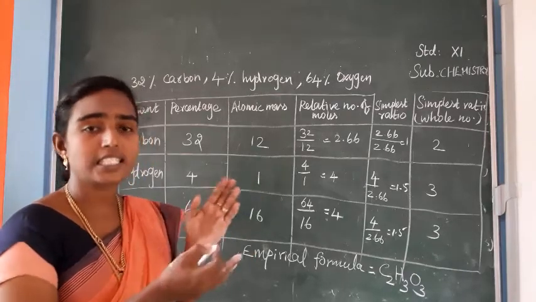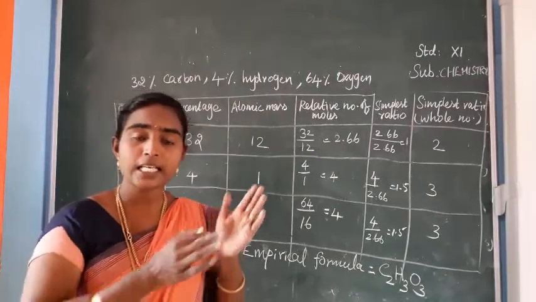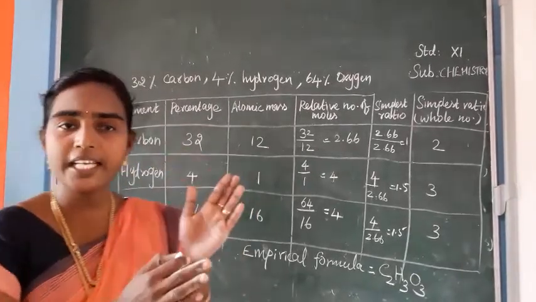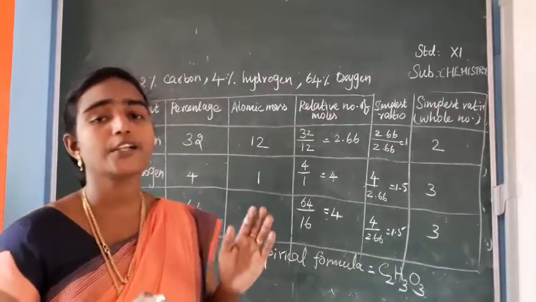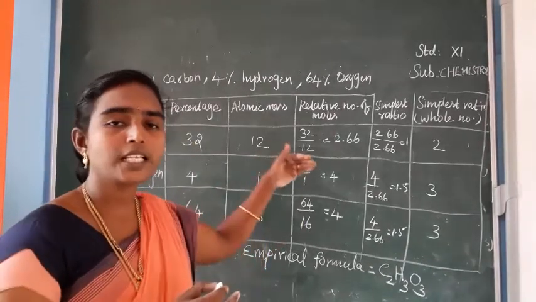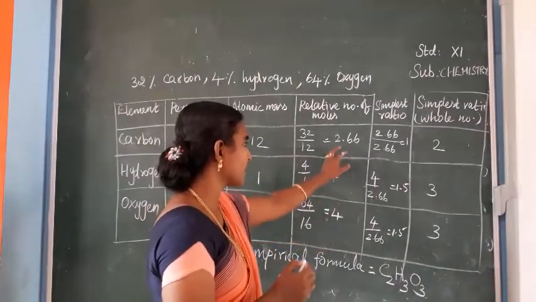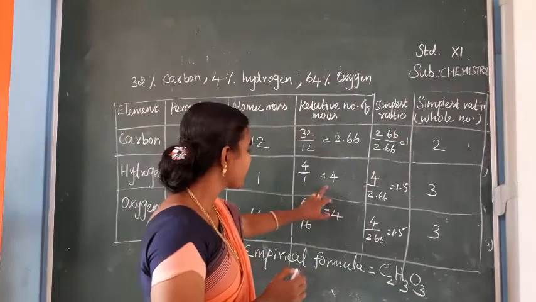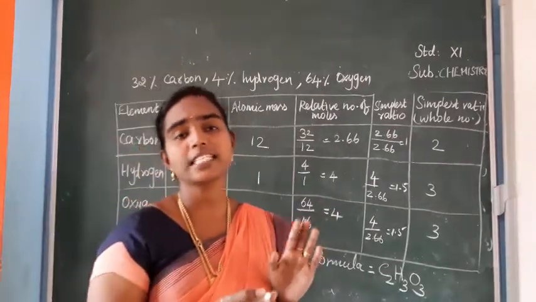So the next box is the relative number of moles. How do we find this value? That is percentage divided by atomic mass. Each will give an answer. Here we got 2.66, here 4, and here 4 also. So the next box is the simplest ratio.